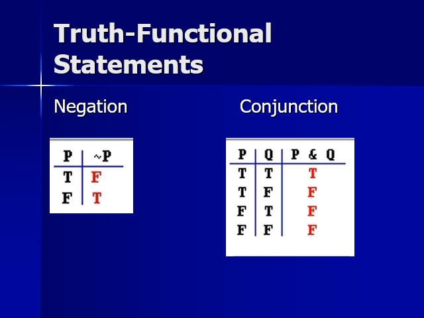This should be pretty straightforward. If I say Sam went to the party and Betty went to the party, the only way that's true is if Sam was there and Betty was there. If Sam wasn't there, it's not true that Sam and Betty went to the party. If Betty wasn't there, it's not true that Sam and Betty went to the party. And if neither one of them was there, it's not true. The only way a conjunction can be true is when both the component atomic statements are true.